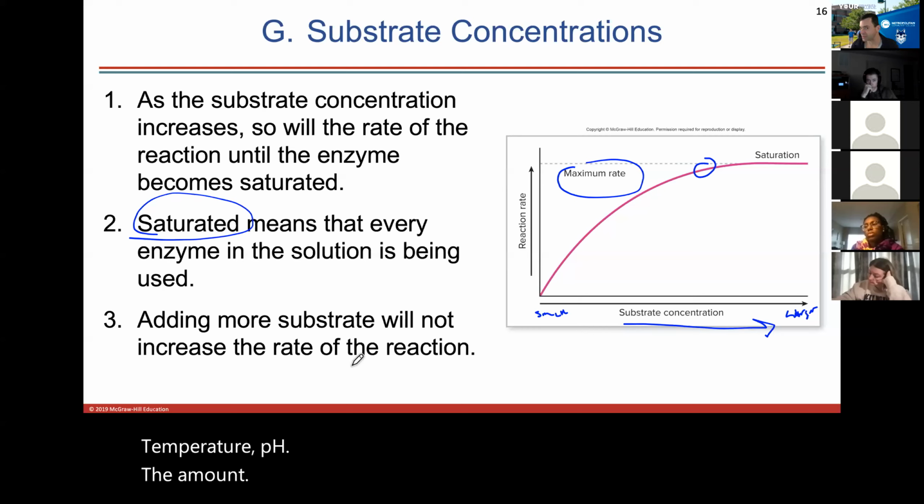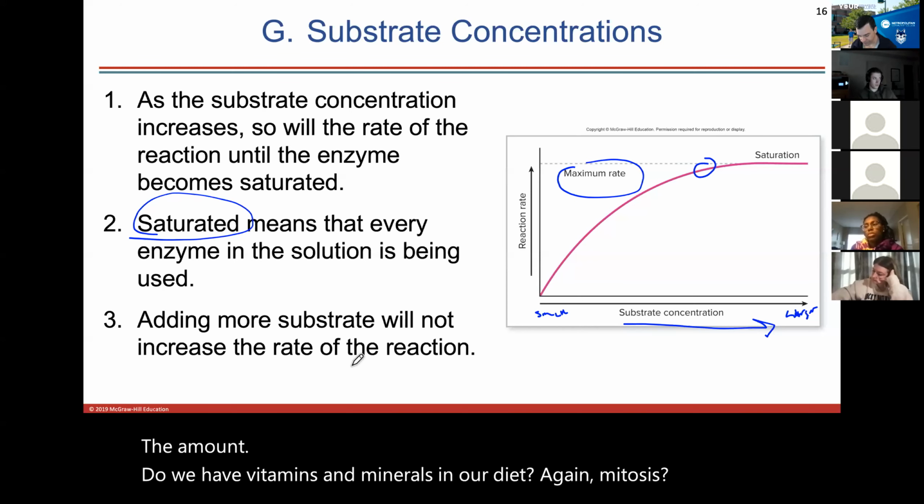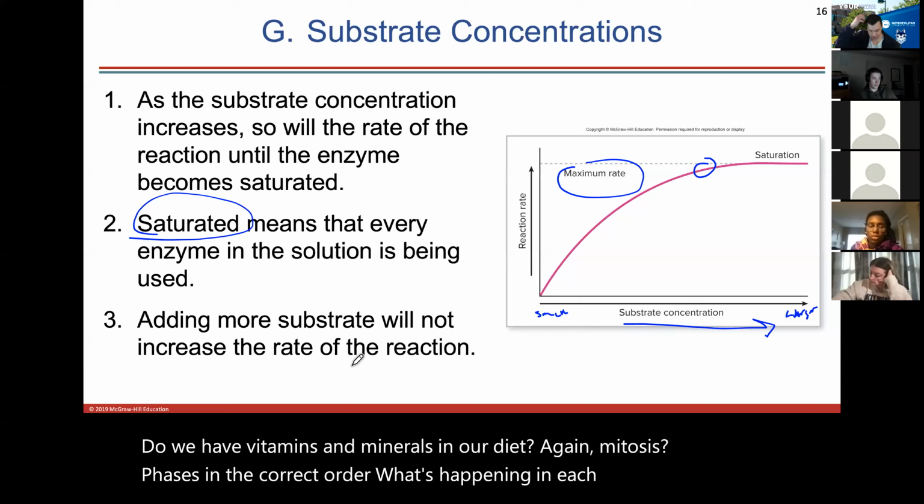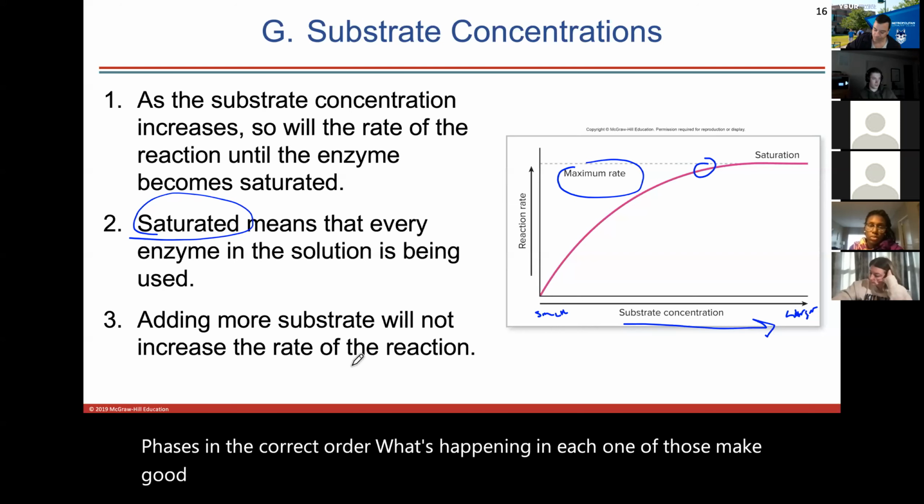Do we have vitamins and minerals in our diet? Again, mitosis. Phases, in the correct order. What's happening in each one? Those make good short answer questions. And so far, that's about all we got.